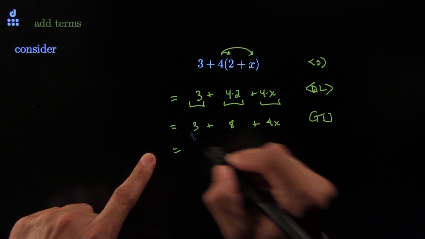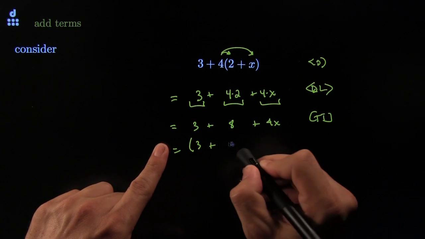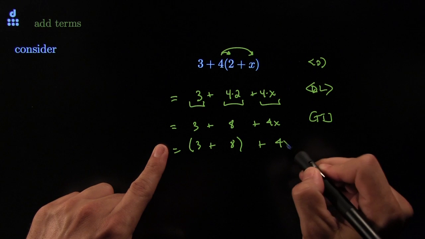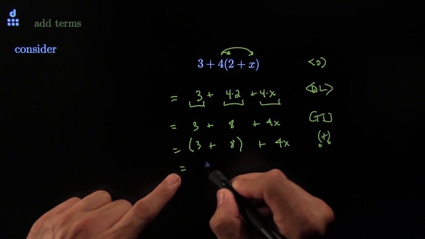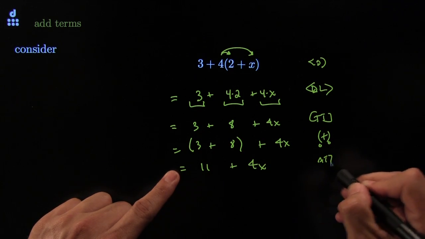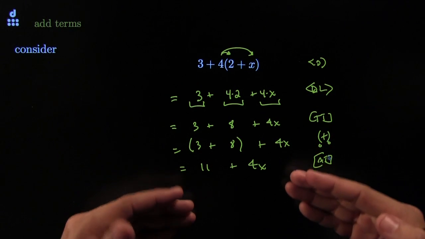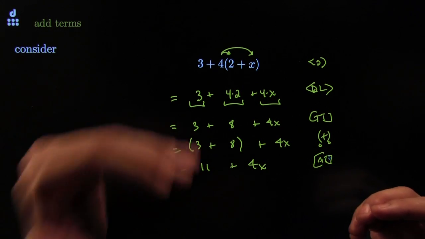And then I can associate these. This is plus, plus, plus. Whenever you have plus, plus, plus, plus, you can just focus your attention on any pair of them. That's called associative law of addition. And of course this would be 11 plus 4x by addition table. So beautiful. Not the fastest way, not the shortcut. That's not what we want. We want deep understanding of things.